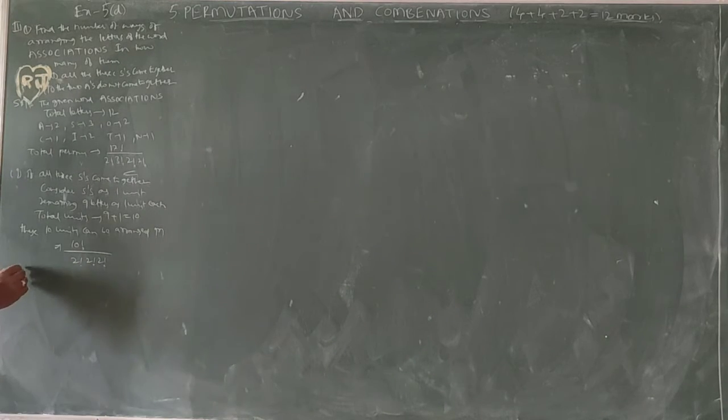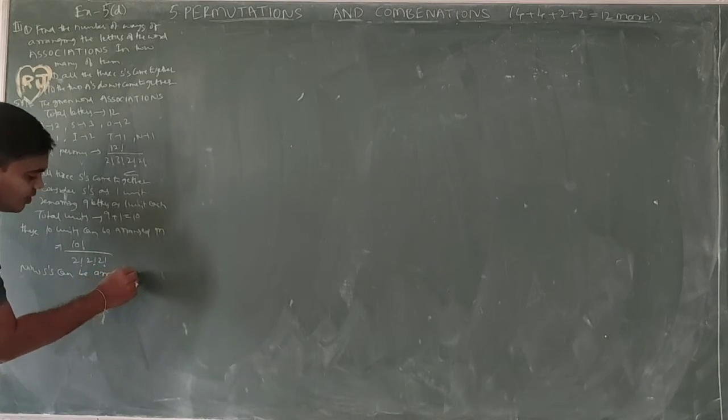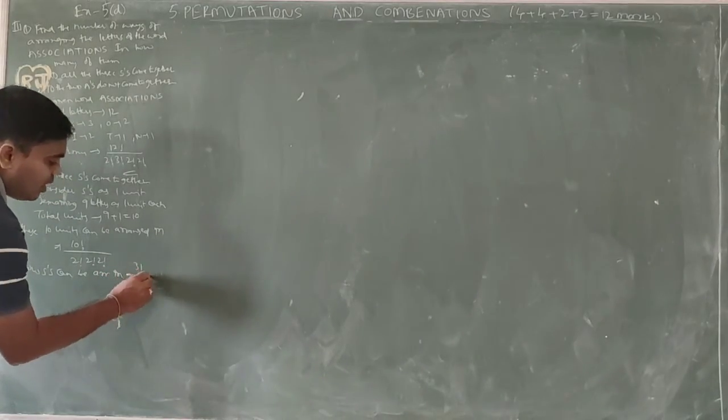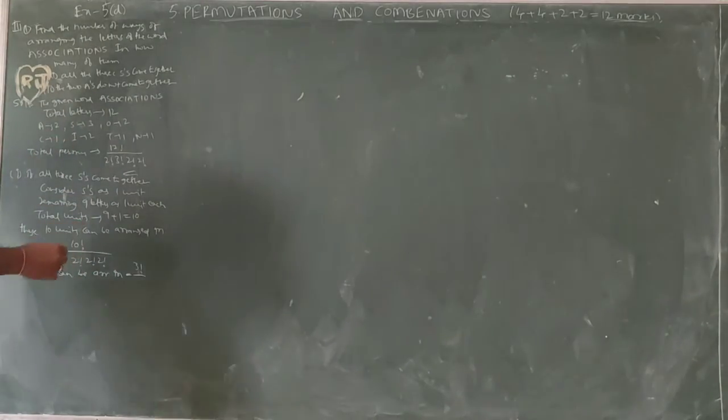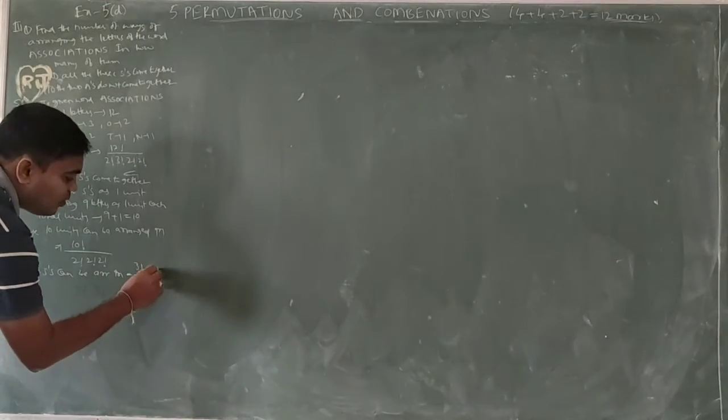Now S's can be arranged in. So actually 3 S's, 3 factorial. All the 3 S's are 3 letters, all those are same. So 3 factorial equal to 1 way.